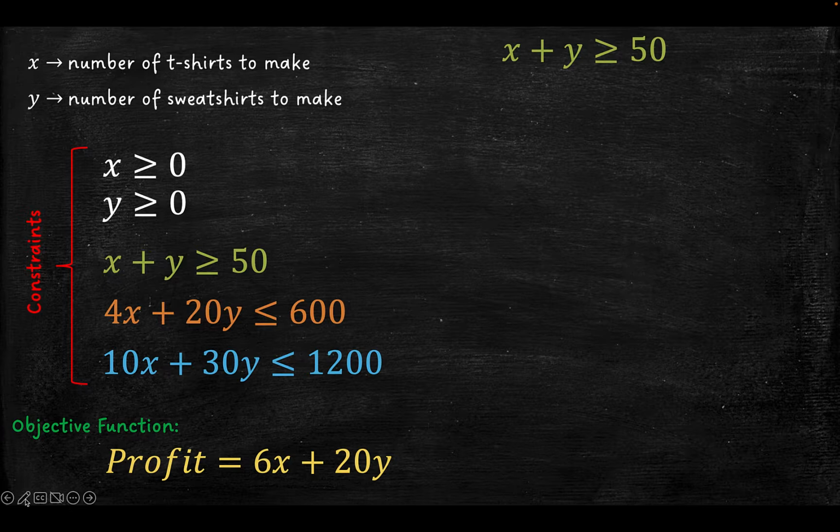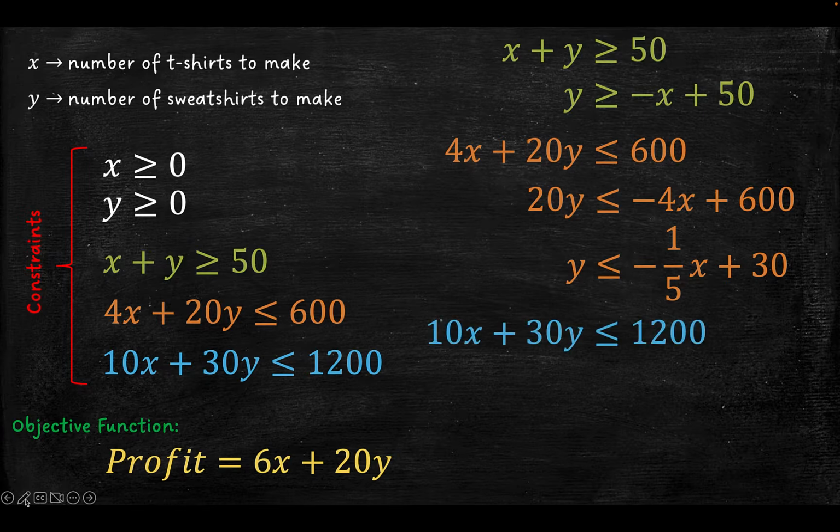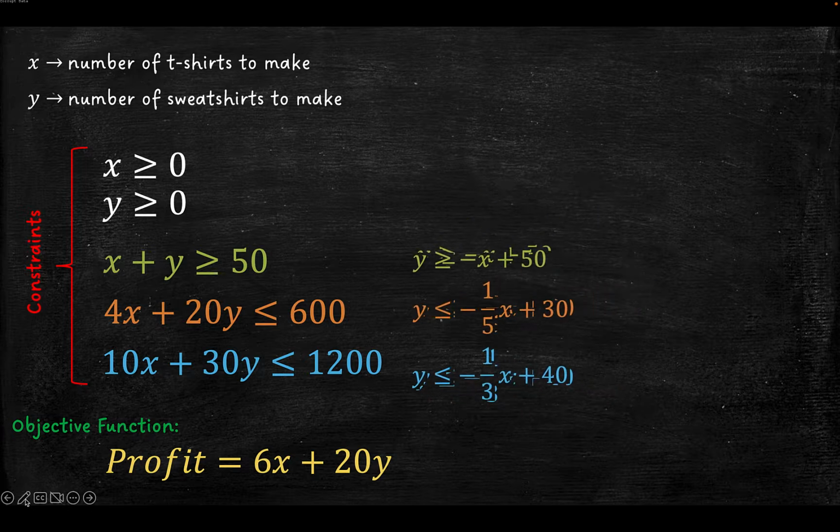But if we take our green equation and solve for y by subtracting x on both sides, now we're in slope-intercept form. We can do the same with our orange equation by first subtracting 4x and then dividing by 20. And we should do the same with the blue equation by first subtracting 10x and then dividing by 30. These equations are now equivalent to the like-colored ones in our original system, but now they're graphable.